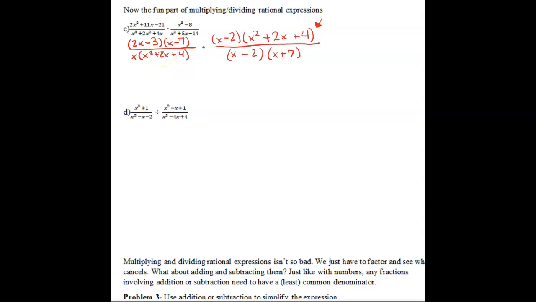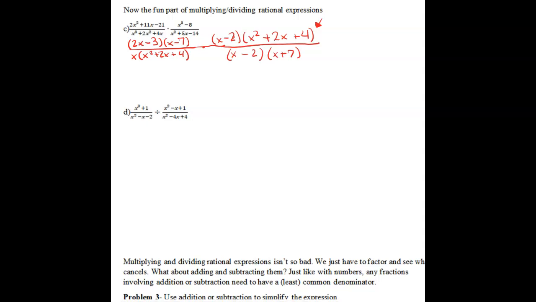So, since there's multiplication, I don't need to do a whole lot of other stuff. I don't need to do keep, change, flip. I don't need to do any of that. So it's just multiplication. So I can just pretend like this is one big fractional bar. Cool. So now I can cancel out stuff if it matches.